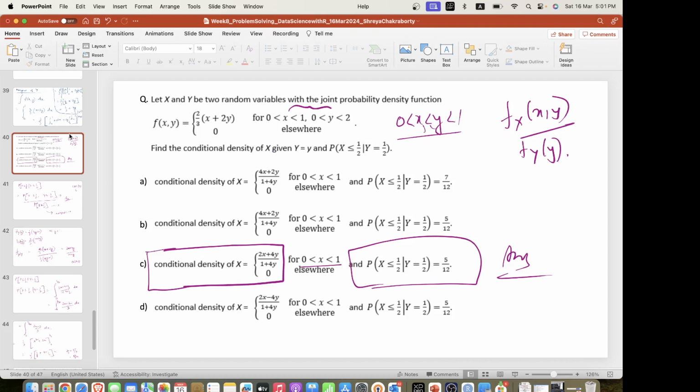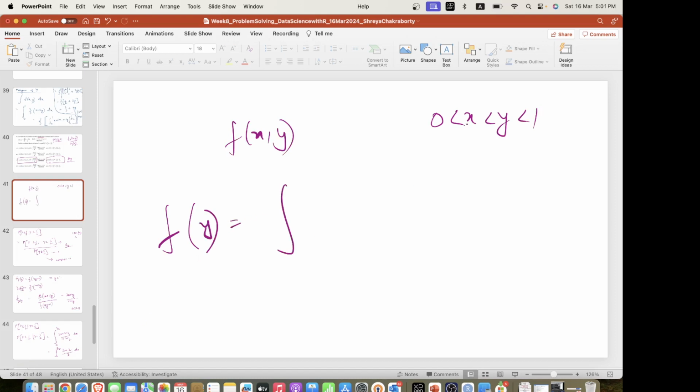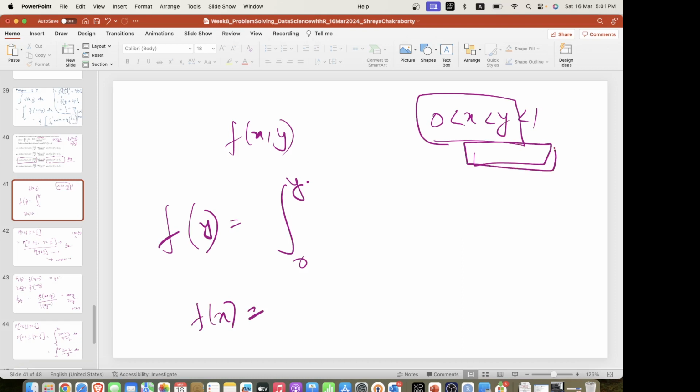If you have something like 0 less than x less than y less than 1, some f(x,y), and you want to find out f(y), you have to integrate over the range of x. So x at that point ranges from 0 to y. And if you want to find out f(x), you have to see the range of y, so in that case it will be x to 1.